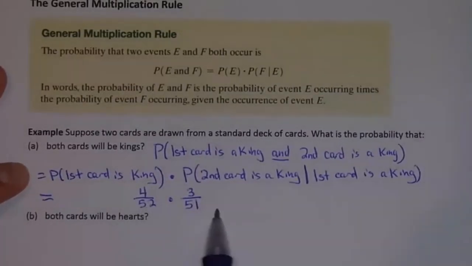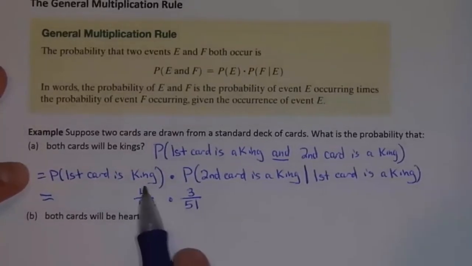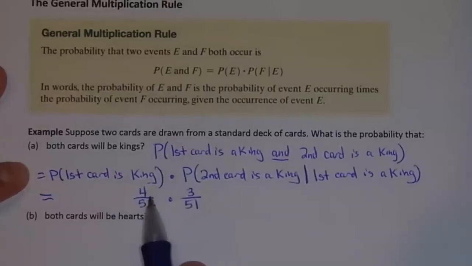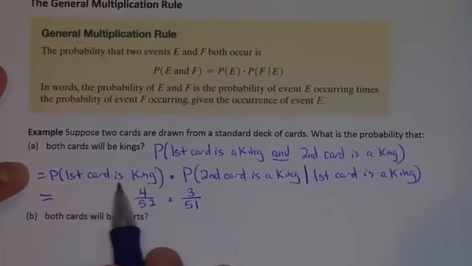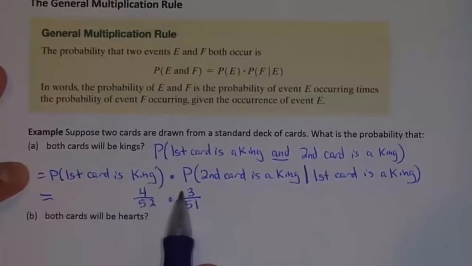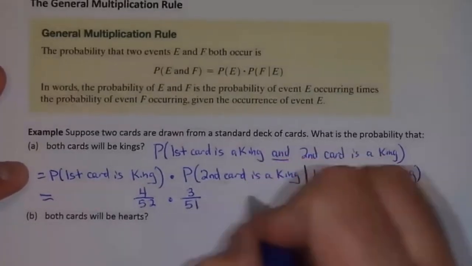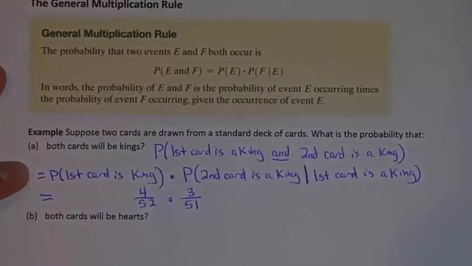So again, I'm still just multiplying like we already have done in the previous section, but I have to adjust the second probability, assuming that the first situation occurred. So since I'm assuming the first card was a king, there's only 3 kings left in the deck and there's only 51 cards left in the deck.